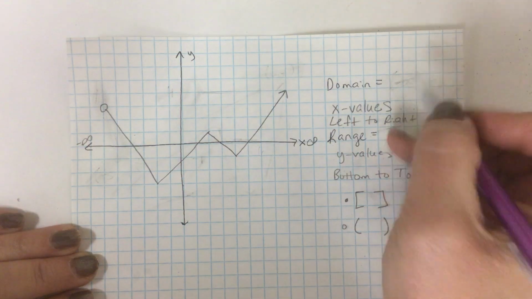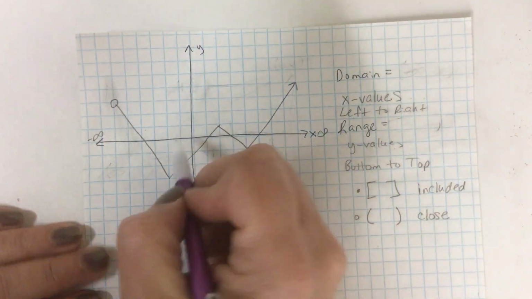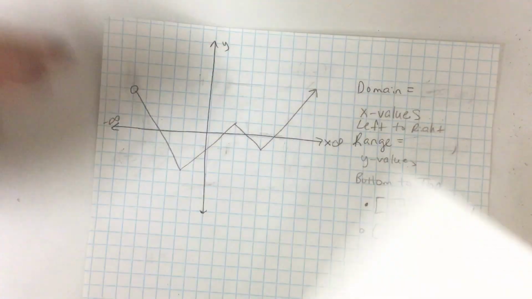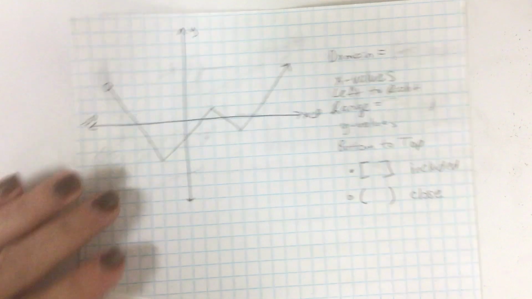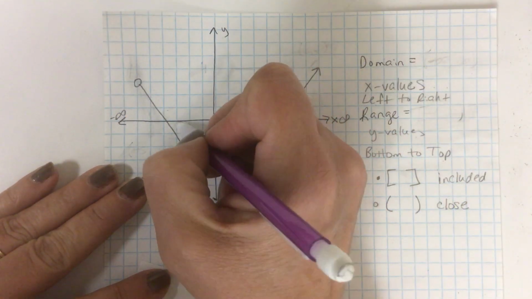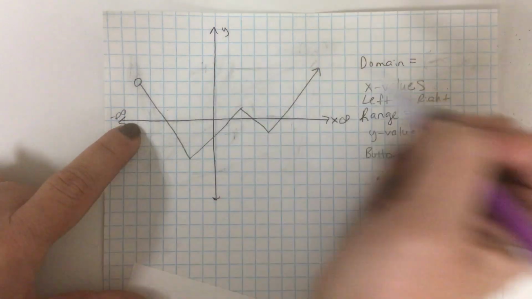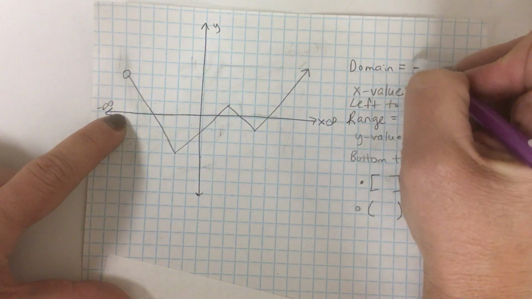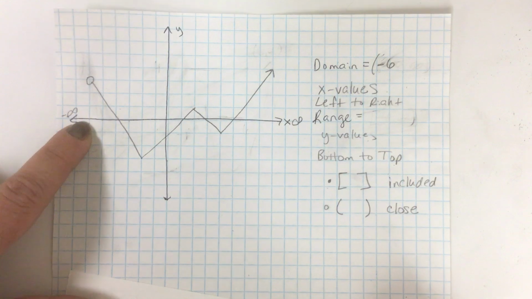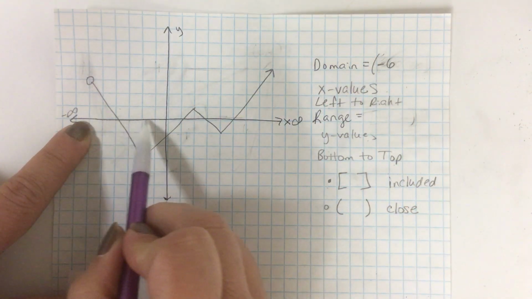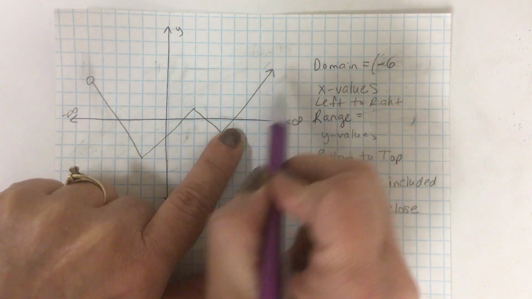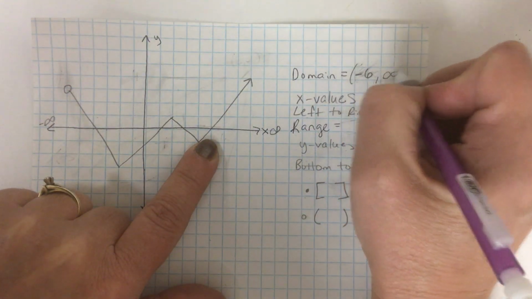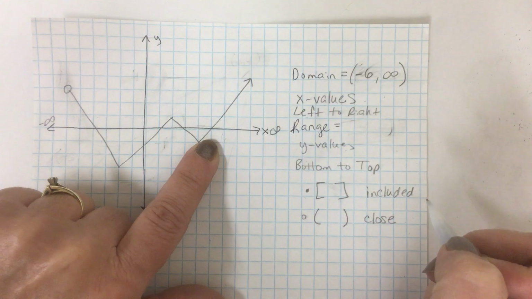Okay, so your domain is left to right. So it starts here. You can take a piece of paper, start there, go like that. So this x value is 1, 2, 3, 4, 5, 6. So this starts at -6 and it has an open circle, so I'm going to put a parentheses on the -6. Then it goes all the way over here and then it keeps going. It never stops. So this would be -6 to infinity.